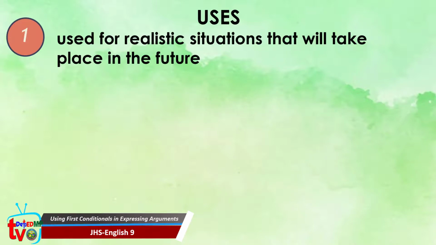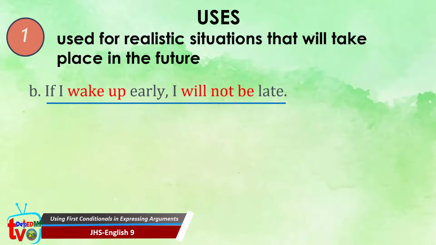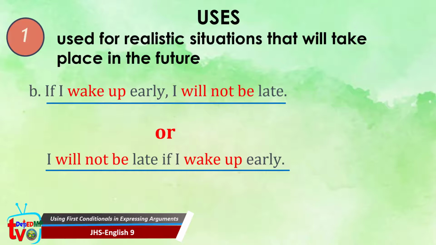Another example for this use is, if I wake up early, I will not be late. Or, I will not be late if I wake up early. This example shows future possibility. Why? Because there are times that even if one wakes up early, it's not a guarantee that one will not be late. There could be factors that will affect it. What are these, for example? It might be that you had many things to do, or much time was spent to prepare yourself, perhaps. So the tendency is you will still be late, or you might be late. So in this case, we can say that the result clause has a 50% probability of happening.